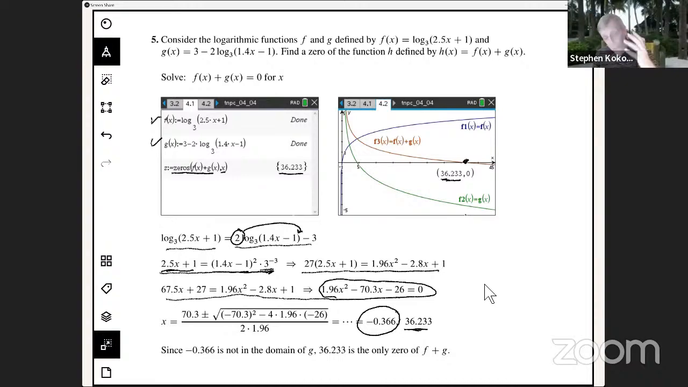But that value of x is not in the domain of G. So I don't think you would solve it this way on the exam. But this is an example of how you have to be a little careful. You might get an extra solution that's actually not in the domain of the function. Sometimes when we do this analytically, we get an extra solution that is not in the domain. So the only answer to this one is 36.233.